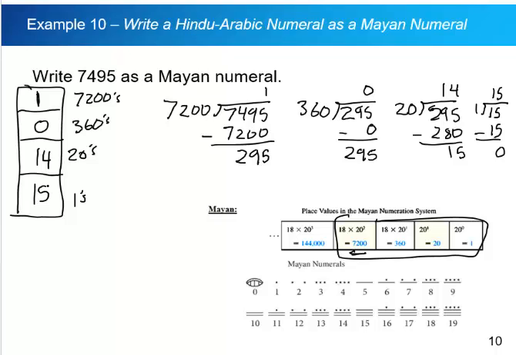Okay, and our last step is rewriting this with the Mayan numerals. So 1 would just be a dot, the 0 would be the turtle shell or the eye, depending on what it looks like to you. And 14 would be 2 lines and 4 dots. And 15 would just be 3 lines. And then that's it. We're done.